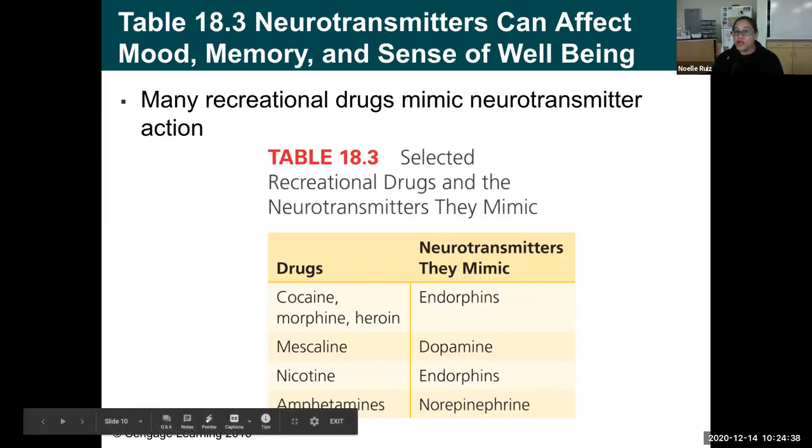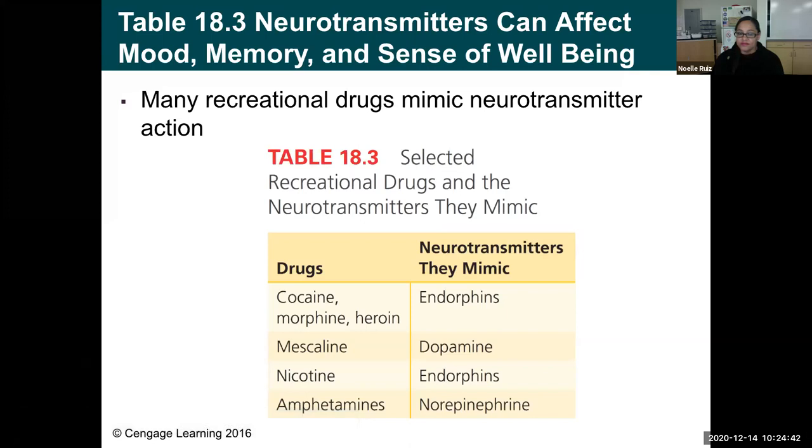Many recreational drugs mimic neurotransmitter action. Cocaine, morphine, heroin mimic your endorphins. Nicotine also mimics endorphins. Amphetamines, like meth, mimic norepinephrine or epinephrine. That's the neurotransmitter that gets a person all pumped up and excited.